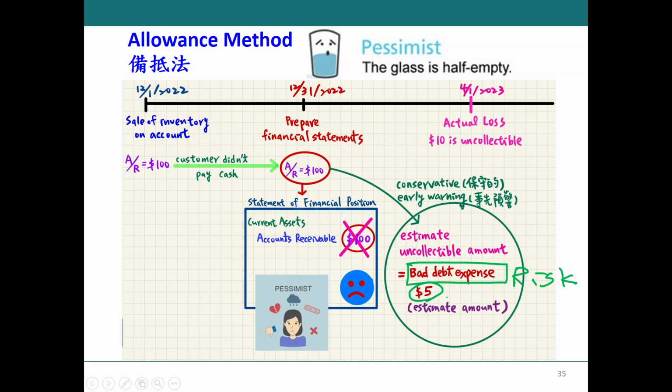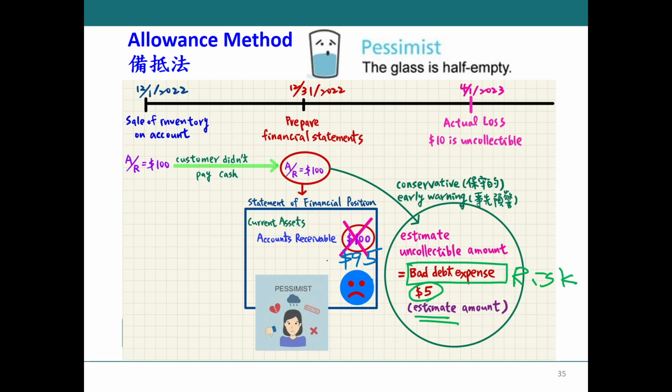So is that $5 a true number? It's not, because it hasn't happened yet. But we worry too much. We want to consider the risk right now. So $5 is our estimated amount. It's not true. After we consider the risk, could you tell me what number we put on the financial statement? 95. So I'm going to put $95 on our financial statements.